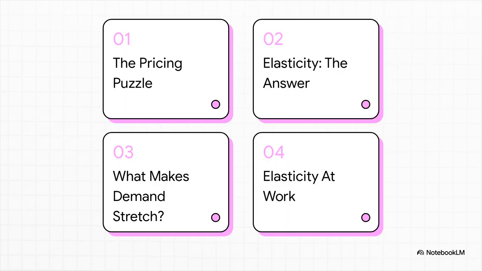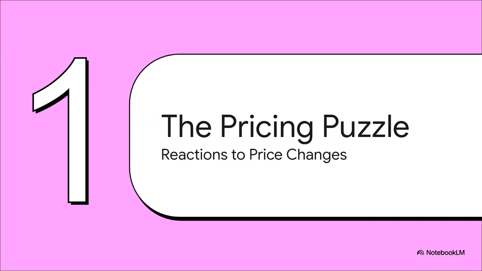So here's how we're going to break it all down. First, we're going to tackle that exact puzzle. Then I'll reveal the answer, which is this concept called elasticity. We'll get into what makes the demand for some things super stretchy, while others are rock solid. And finally, this is the best part. We'll see how businesses use this knowledge to absolutely master everything, from what you pay to how they negotiate huge contracts.